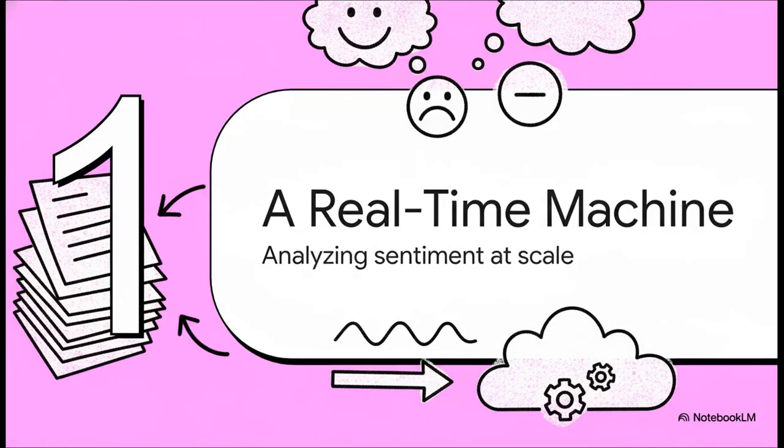All right, so what was the mission here? It was pretty ambitious, but super clear. Create a system that could automatically grab any piece of text, we're talking customer reviews, social media comments, you name it, and instantly figure out if the sentiment was positive, negative, or neutral. A truly scalable, hands-off machine.